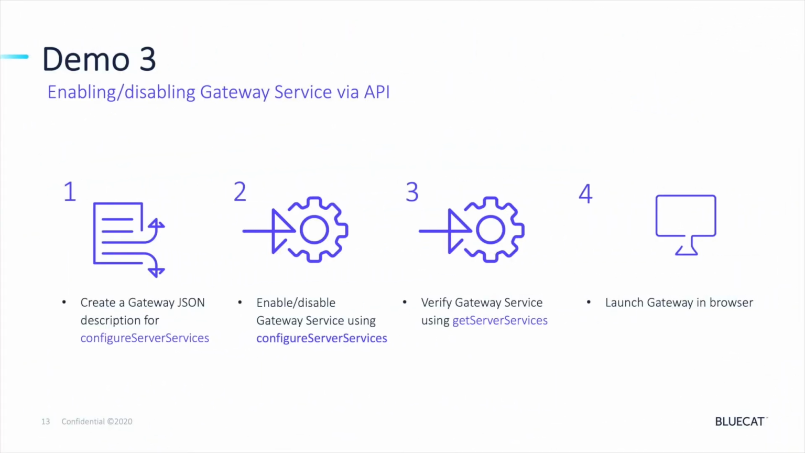Demo 3, Enabling and Disabling Gateway Service via API. For this demo, I will use the Postman API client to call the BAM API directly. The first thing we have to do is configure the JSON body. After that, we are going to enable gateway service. We're going to verify that gateway service is enabled with the get server services method. And lastly, we will launch gateway in a browser to verify that the container is up and running normally.